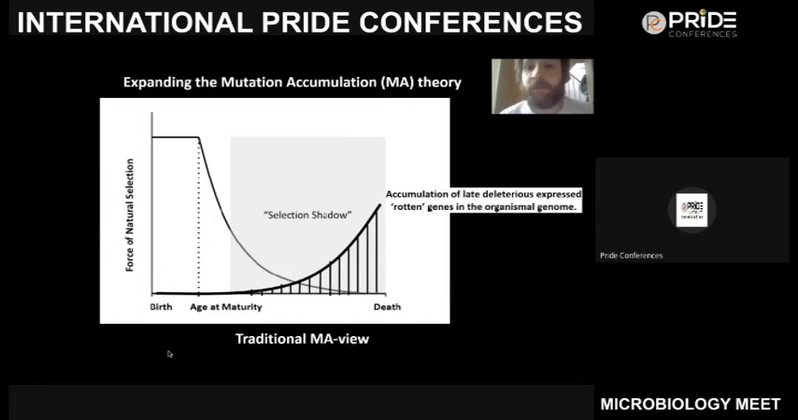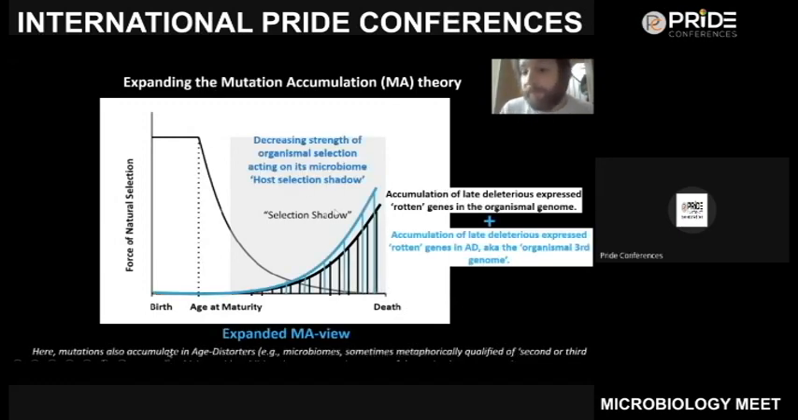You may remember the classic mutation accumulation theory, where I told you that with age, rotten genes, bad genes, are going to accumulate, and they can't be eliminated because natural selection is not strong enough in this selection shadow. What you have is in fact the same for age disorders if you consider that pathogens attacking your microbiome living with you, especially when you are old, are under a lesser selective pressure by the host to be eliminated. And this is because as the host is less and less under natural selection to prevent its bad genes from expressing, it is also less and less able to prevent the bad genes of its microbiome from expressing. And so not only rotten genes in our genome will accumulate with time, but also rotten genes in the genomes of our age disorders. So older people may be more sensitive to age disorders under that scenario.